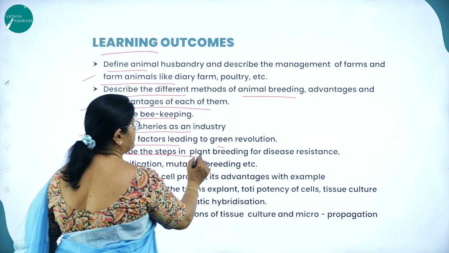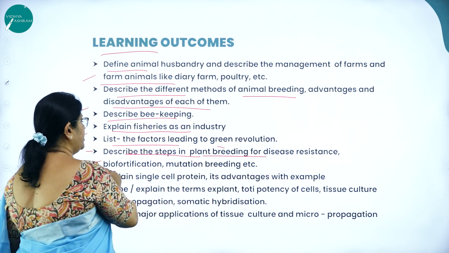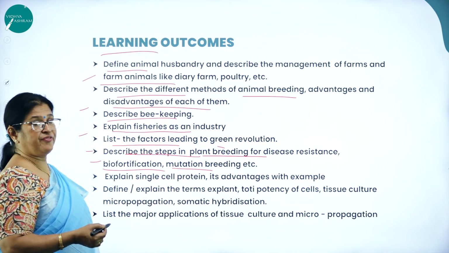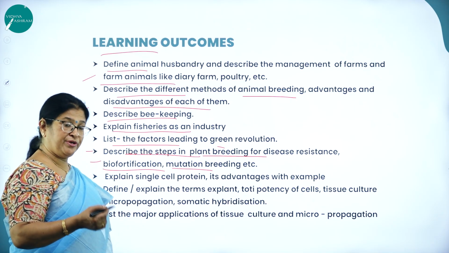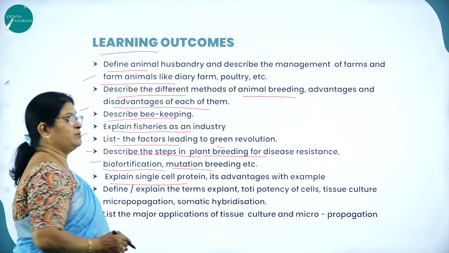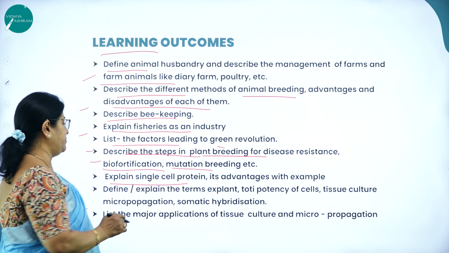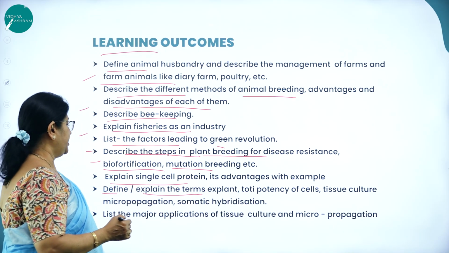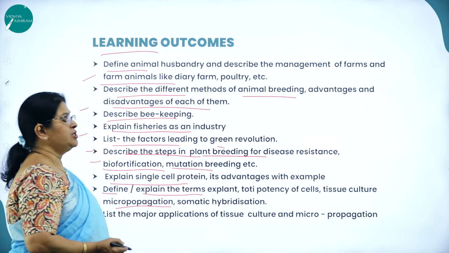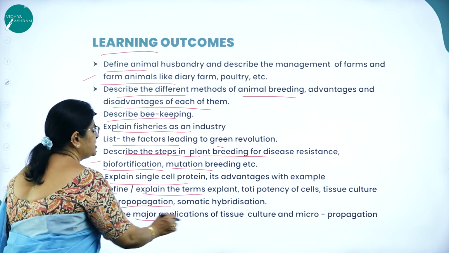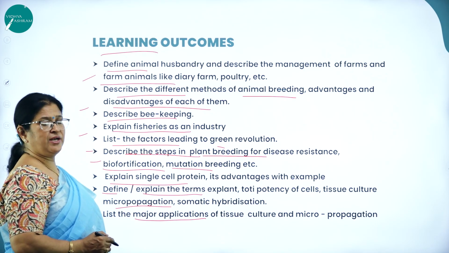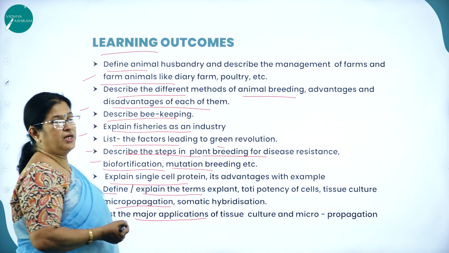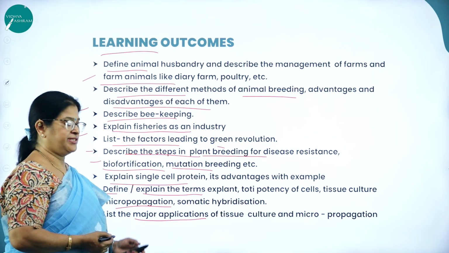Then describe the steps in plant breeding for disease resistance. Already I discussed biofortification with example. What is the significance of biofortification? Then mutation breeding, explain single cell protein, its advantages with example. Define and explain the terms explant, totipotency of cells, tissue culture, micropropagation, somatic hybridization. List the major applications of tissue culture and micropropagation. All these are the learning outcomes, what you will learn at the end of this particular chapter.